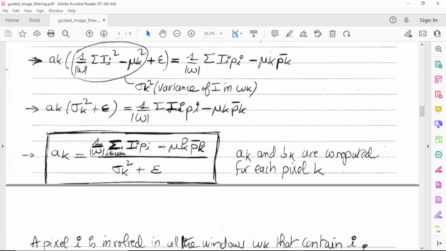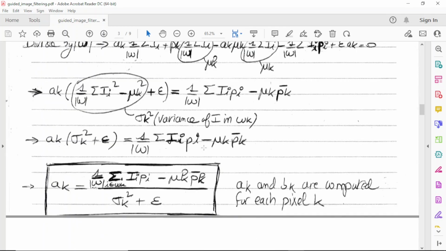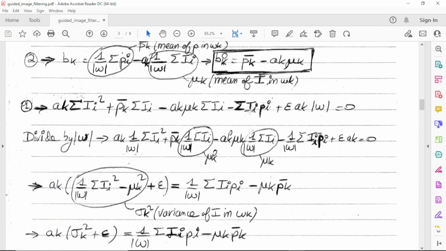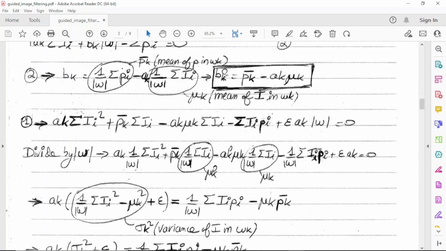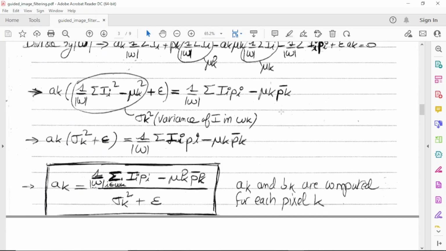Where is BK? Oh, BK is here, sorry. So BK was computed earlier. BK equals PK bar minus AK mu K. So once you get the AK, you get the BK. So AK and BK are computed for each pixel K.